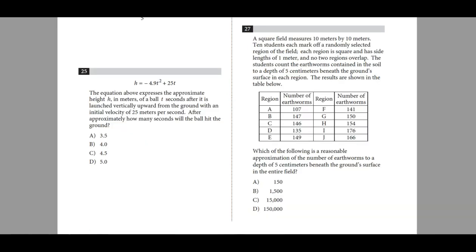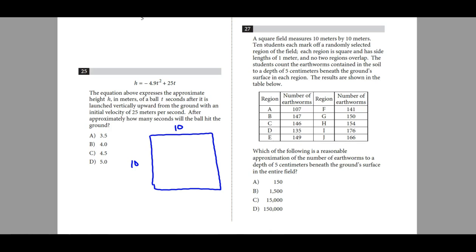All right, number 27, I see a table, so let's take a peek at this one. It says a square field measures 10 by 10 meters. Let me go ahead and draw that really quick. We have a square field that's 10 meters by 10 meters. 10 students mark off a randomly selected region of the field. Each region has a length of 1 meter.